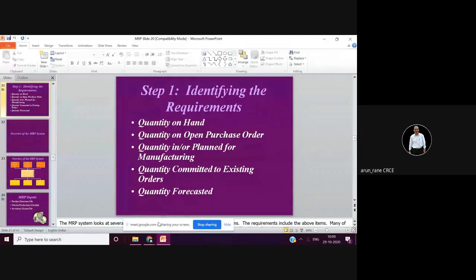So there are steps. The other day we stopped at these steps. So step one is identify the requirements.